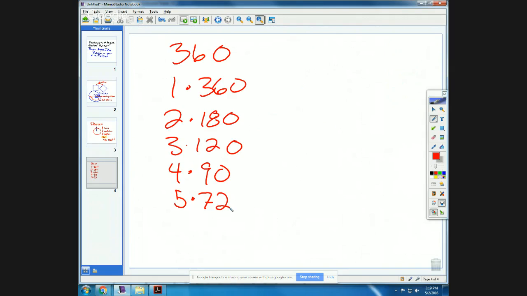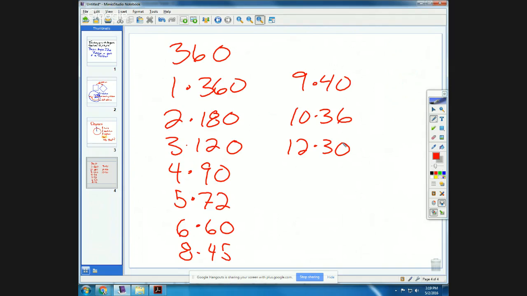6 60s. No 7s, but there are 8 45s. The list keeps going. Let's see, do we have any 9? Yeah, we got 9 in there. We've got what, 9 40s, 10 36s, 12 30s. I'm kind of looking at the other numbers to help me figure that out. 3 times 120 versus 12 times 30. Let's see, 12, 13, 14's out, 15.